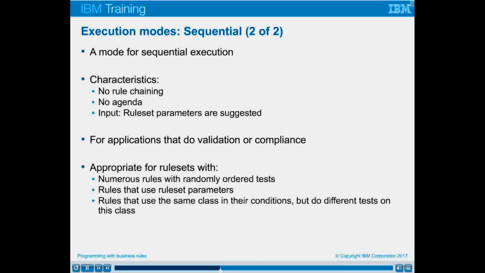If your application has a large number of rules with randomly ordered tests and passes data through rule set parameters, you should consider using the sequential mode.